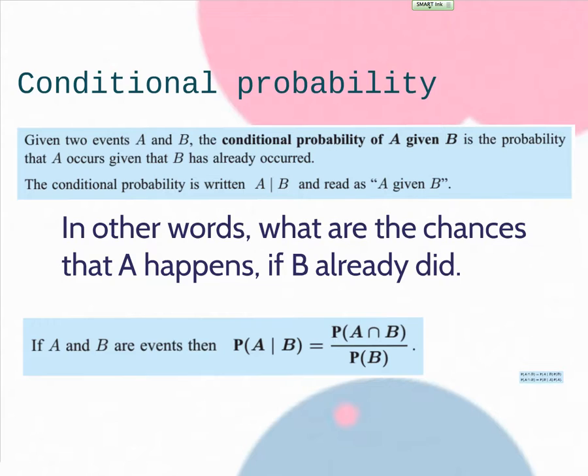So given two events, A and B, the conditional probability of A given B is the probability that A occurs given that B has already occurred. So what's new is this symbol, which is this little vertical line. This reads as A given B. So this symbol is conditional probability. So what are the chances that they are employed given that they went to university? So again, we've got some new symbols, but we've already figured it out. We've already done these types of problems. So in other words, what are the chances that A happens if B already did?